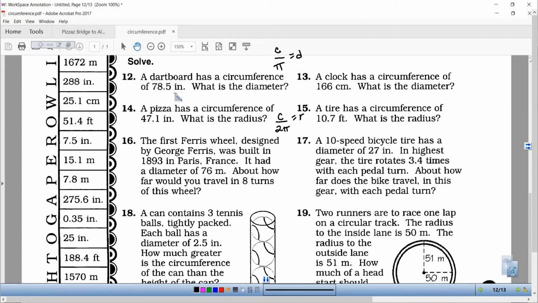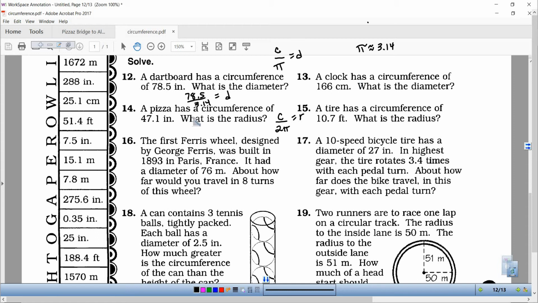All right, so for 12, and remember we're going to approximate pi by using 3.14. I'm going to do a squiggly equal sign to let us know it's approximately equal to. So a dartboard has a circumference of 78.5. So if I do 78.5 divided by 3.14, that's going to give me my diameter. Here instead of 78.5, I would do 166 divided by 3.14. That's going to give me my diameter.